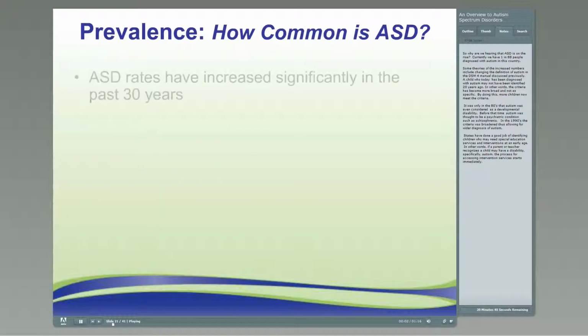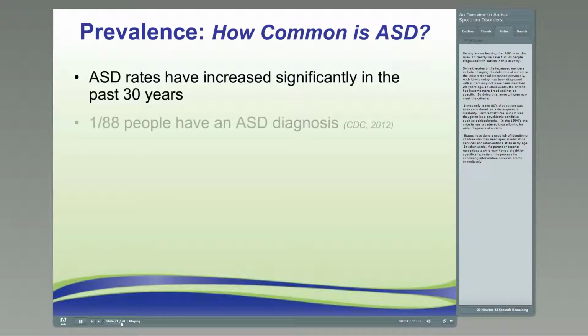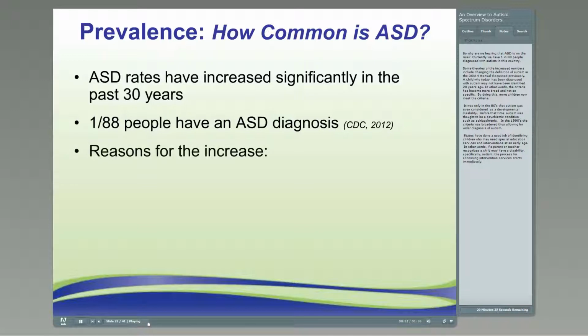So why are we hearing that ASD is on the rise? Currently, we have 1 in 88 people diagnosed with autism in this country. Some theories of the increased numbers include changing the definition of autism in the DSM-IV manual discussed previously. The child who today has been diagnosed with autism may not have been identified 20 years ago. In other words, the criteria has become more broad and is not as specific. By doing this, more children now meet the criteria.